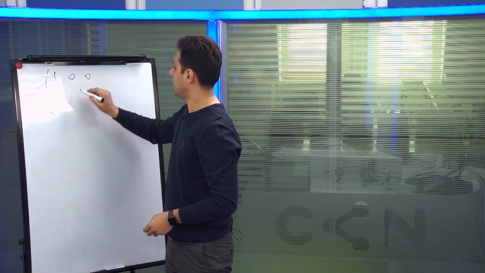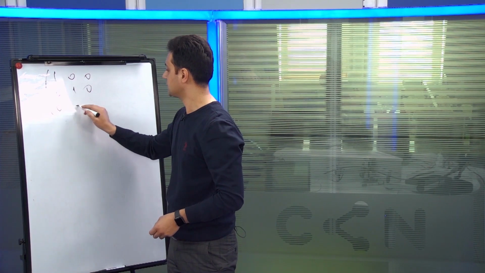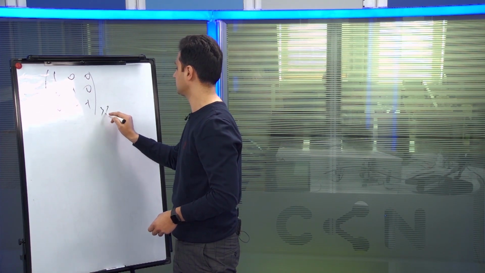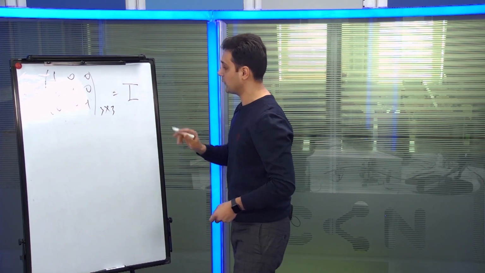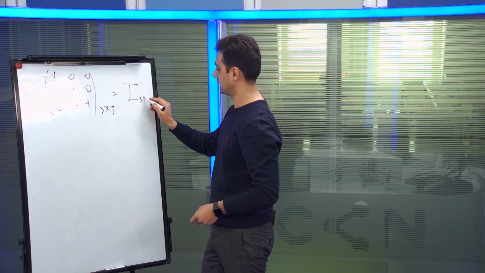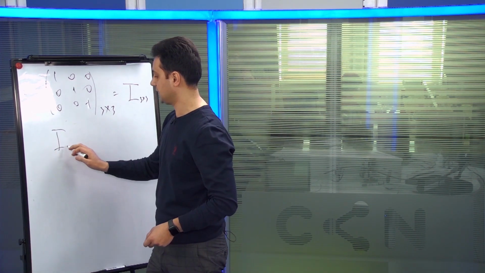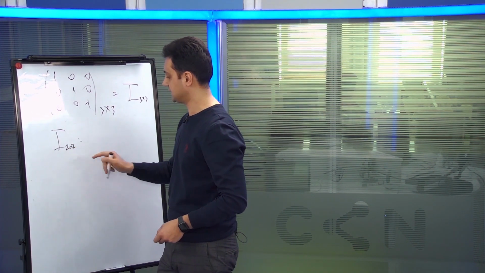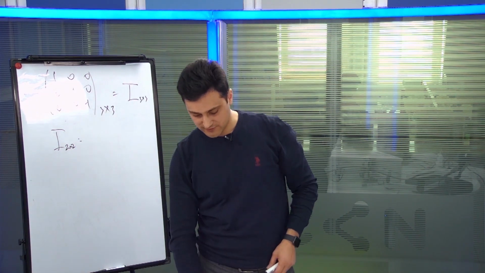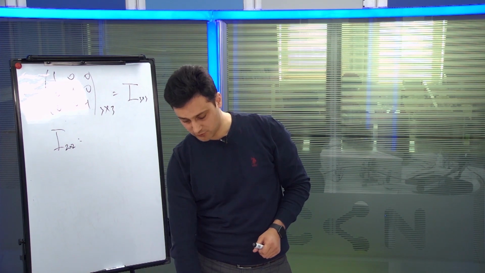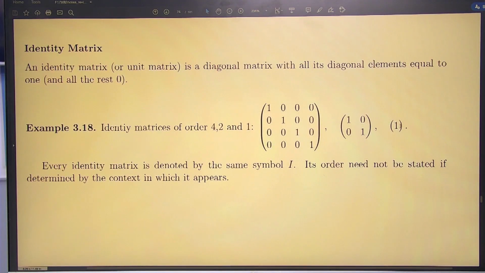Well, one example for the identity matrix is 1, 0, 0, 0, 1, 0 and 0, 0, 1, it's 3 by 3. The identity matrix we define as I. We generally write this as I3. Or if you have, for example, I2, it means the 2-dimensional identity matrix, right? And also you can see in example 3.18, you'll see the 4 identity matrix, the 2 identity matrix, and the 1 identity matrix.